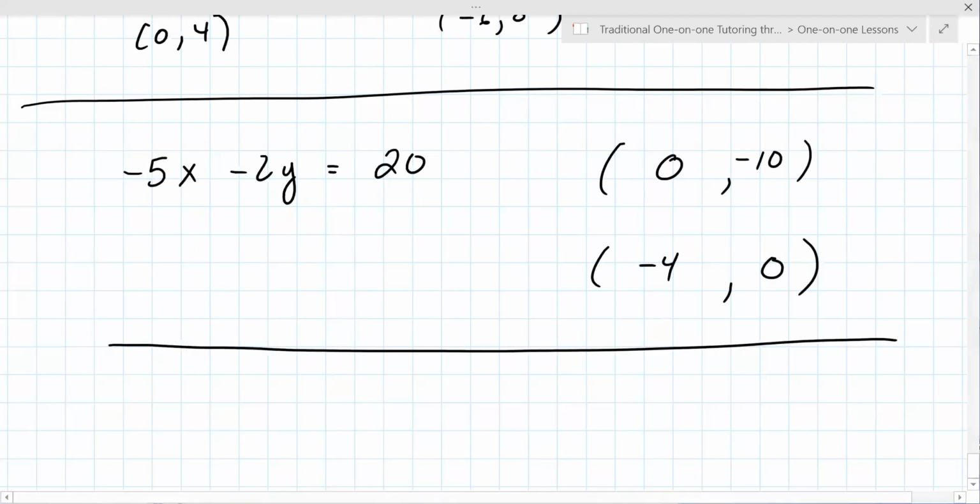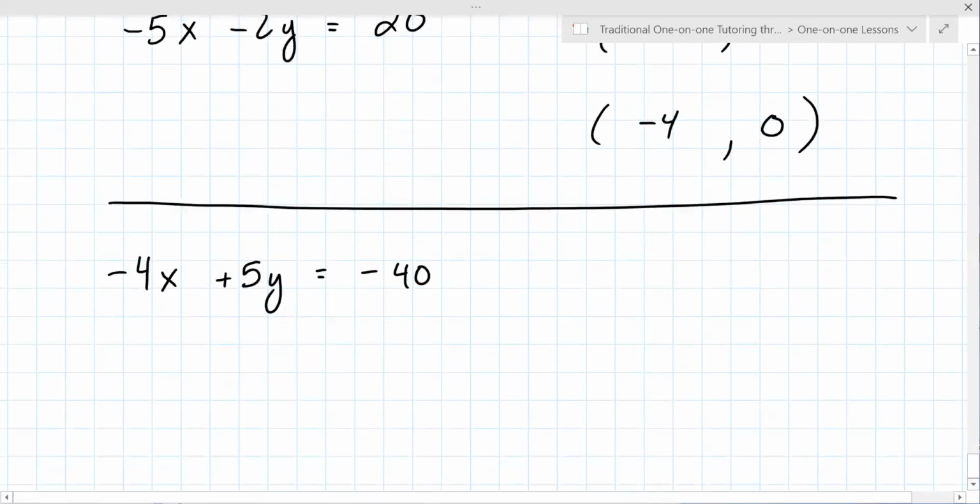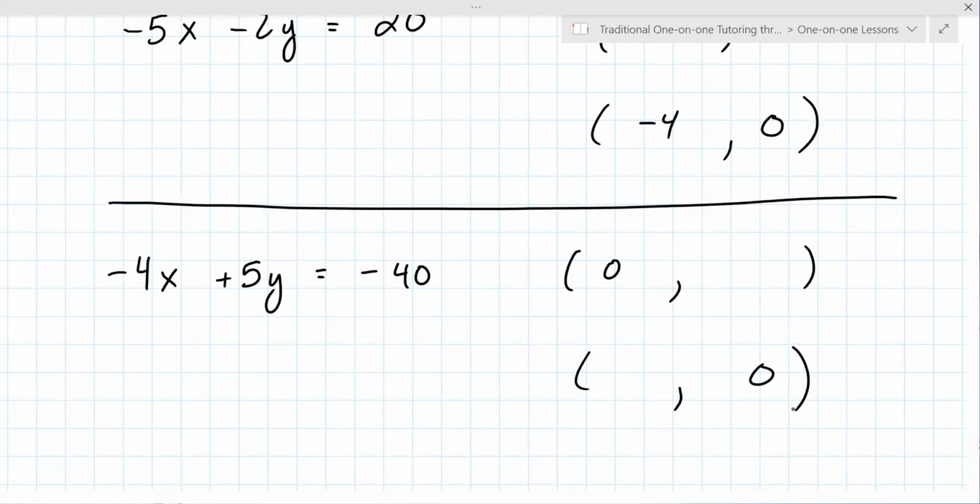Let's try another one here. Negative 4x plus 5y equals negative 40. It's kind of the same deal. One is 0. Yeah, it is. 40. (0, -8) for the first one. And then the second one, positive 10, so (10, 0). All right, cool.